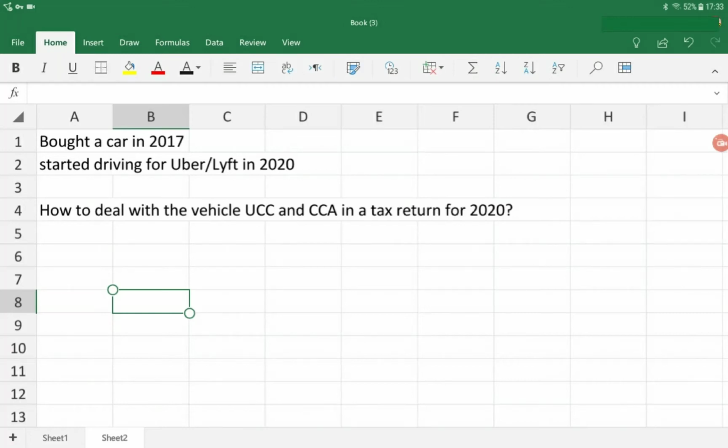Hello guys. So let's say you bought a car, new or used, in 2017 and decided to start driving for Uber in 2020. So now it came time to do your taxes. You looked through some webinars, you looked at the tax software, and you finally came to a section where you need to claim your capital cost allowance for the vehicle.